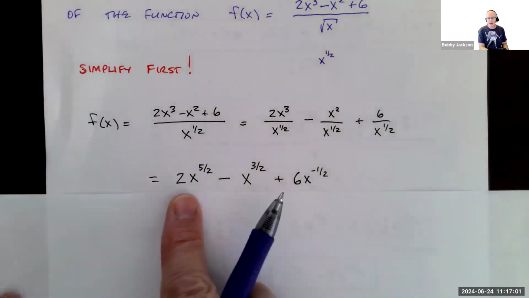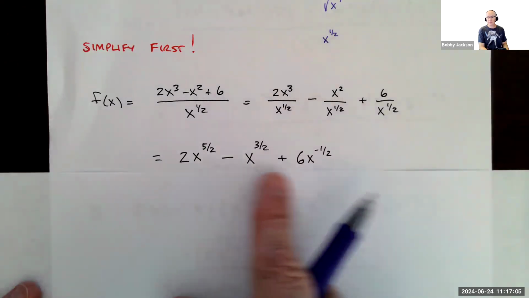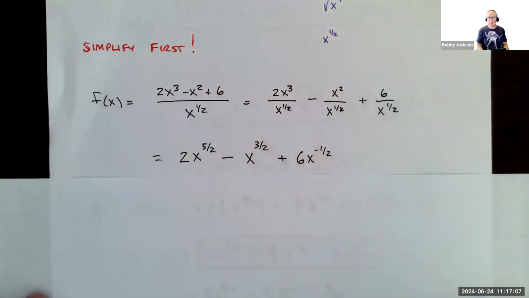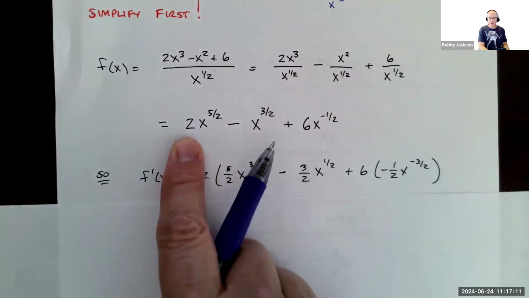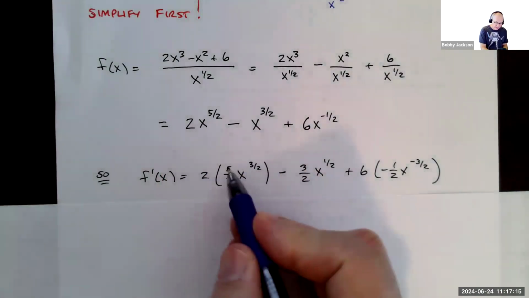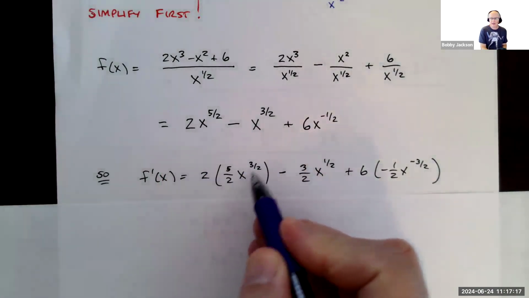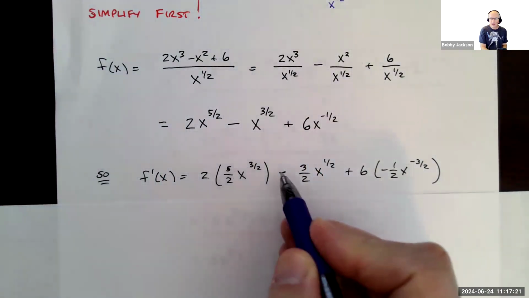But now notice I can take the derivative of this without any quotient rule. This is just sum and difference rule, constant multiple rule, power rule. And so I can do this. Here, the derivative for the first term, 2 is a constant multiple. X to the 5/2, I bring the 5/2 down. X to the what? Subtract 1, 3/2 power. That's the power rule.